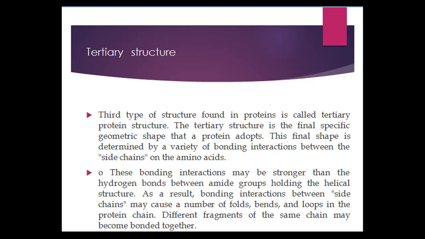The next level of protein structure is the tertiary structure. The third type of structure found in protein is called tertiary protein structure. The tertiary structure is the final specific geometric shape that a protein adopts. This final shape is determined by a variety of bonding interactions between the side chains on the amino acids.